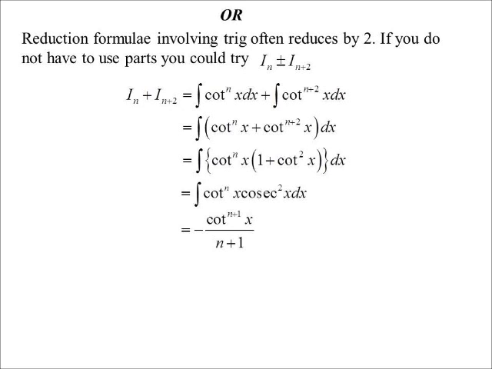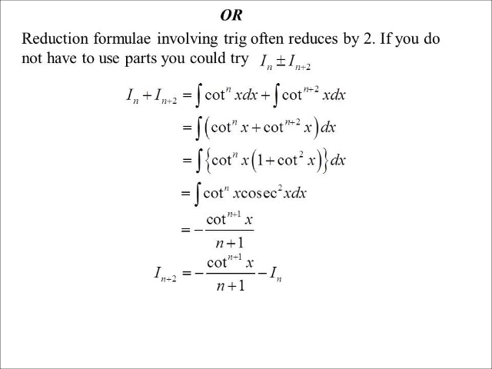I can do a substitution, or if you notice it straight away, which I've done here, add 1 to the power over the power. So I've got minus cot to the n plus 1 x on n plus 1. And then all I've got to do is rearrange the formula. But by the way, when I rearrange the formula, I don't make I n the subject, I make I n plus 2 the subject, because it'll be the bigger one. Remember, we're trying to reduce.